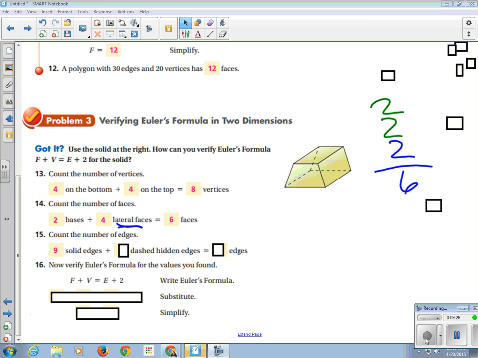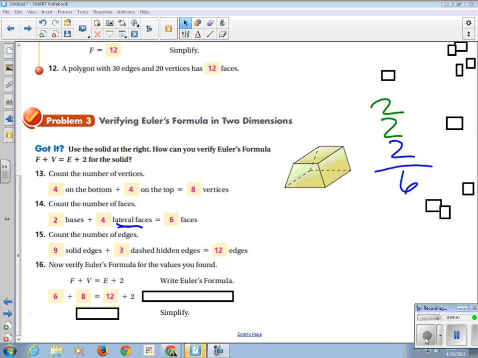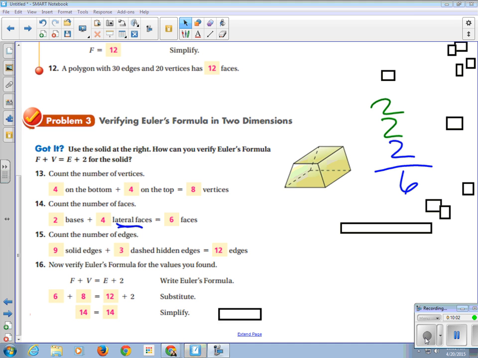The number of edges. There are 1, 2, 3, 4, 5, 6, 7, 8, 9 solid edges. I look at my dashed lines, I see 3 dashed lines, which makes a total of 12 edges. All right, verify Euler's. Faces is 6. Vertices is 8. Edges is 12, and we're going to add 2 to that. 6 plus 8 is 14. 12 plus 2 is 14.